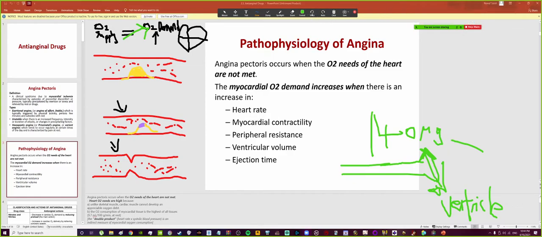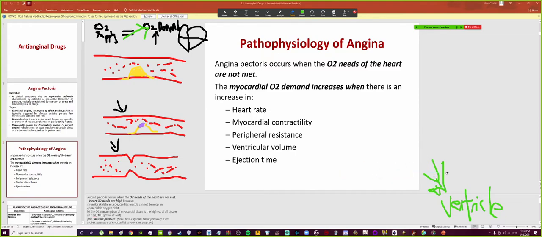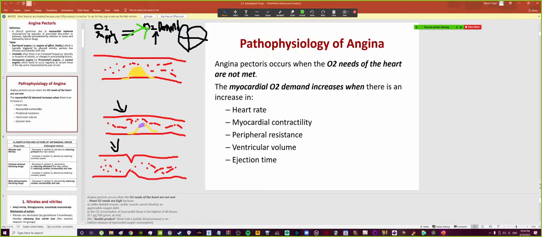Okay? So now that we looked at all of these, we understood what is the purpose, what is angina pectoris, why does it happen, and what are the scenarios in which angina pectoris could basically happen, and what we need to do to fix it. So now, let us look at the drugs.